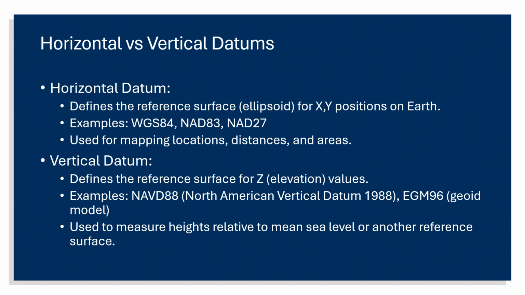Alright, so horizontal datum first. It defines the reference surface ellipsoid for XY positions on the Earth. This would be things like WGS84, NAD83, NAD27. We use this for mapping distances, areas, locations, that kind of stuff. The vertical datum defines a reference surface specifically for the Z, or elevation values. This would be like NAVD88 or EGM96. They are used to measure heights relative to mean sea level or another reference surface.